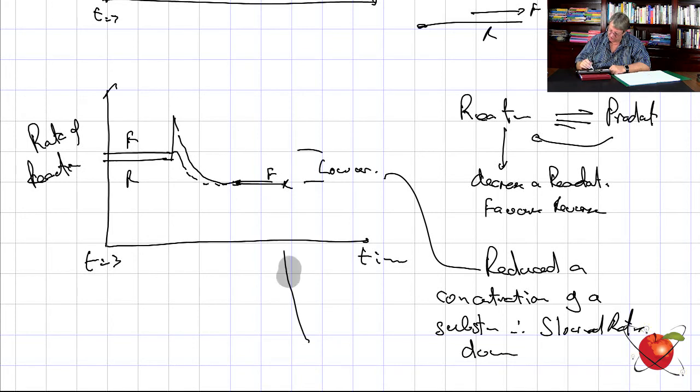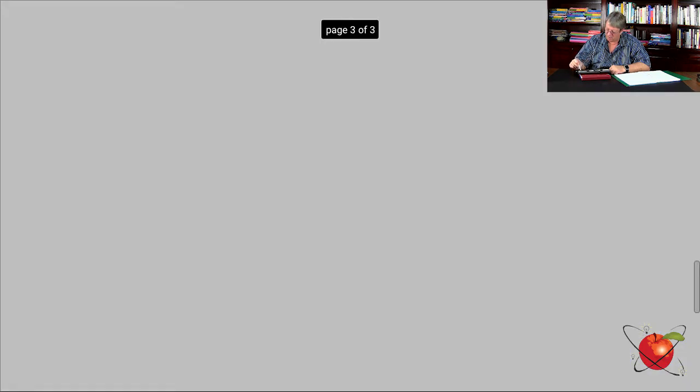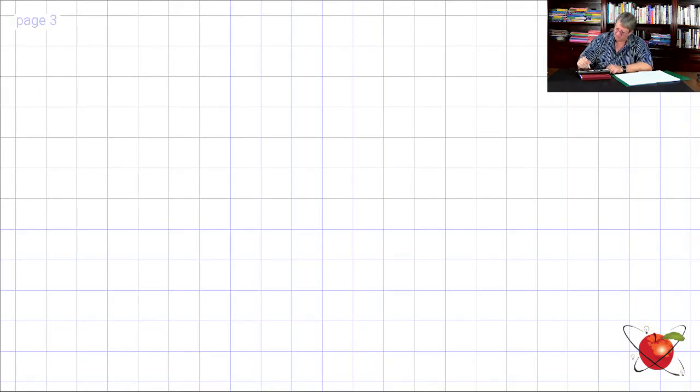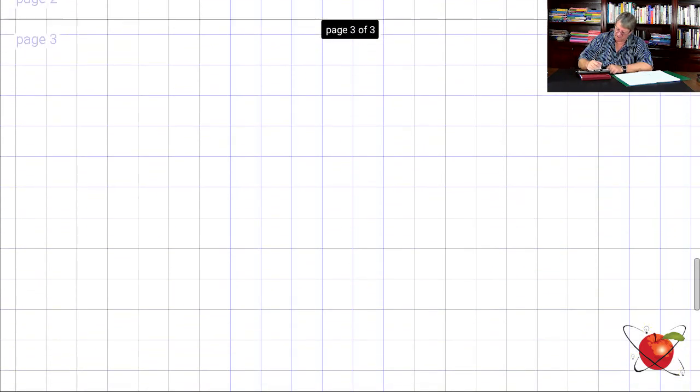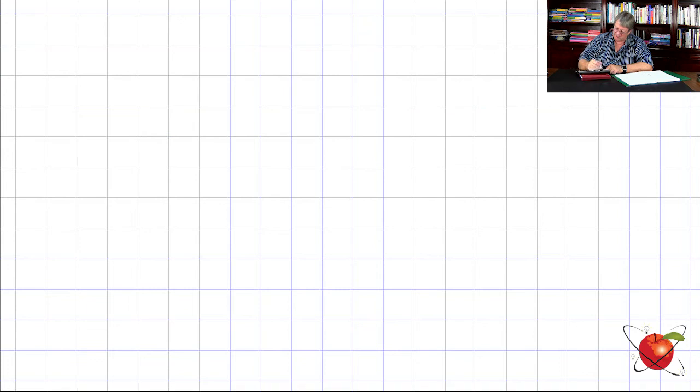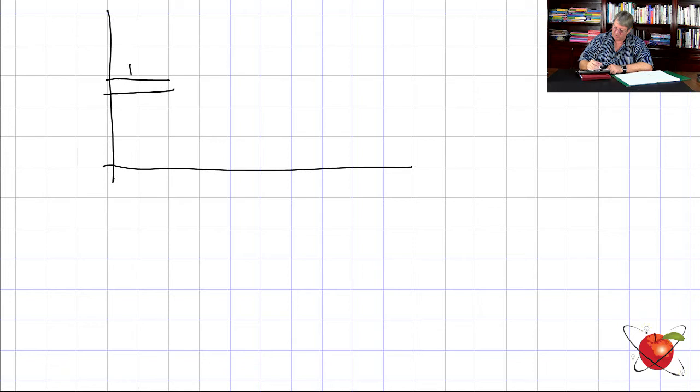That is so frustrating. Okay, let me do another one. Last one, here we go. Let's take away product. Here's our graph. This is the forward, this is the reverse. Now I'm going to decrease the concentration of product.